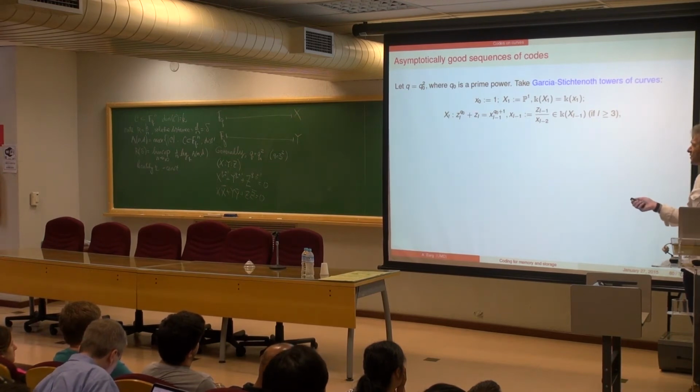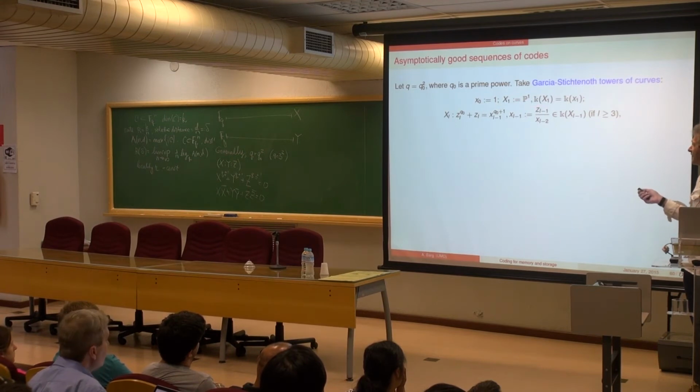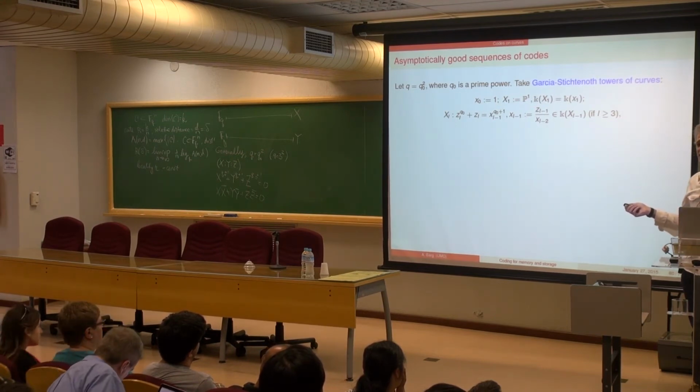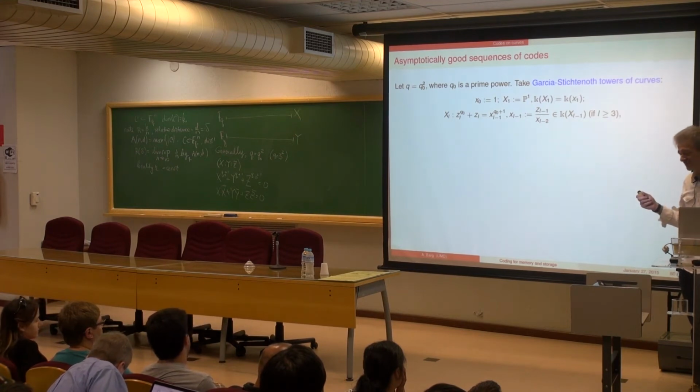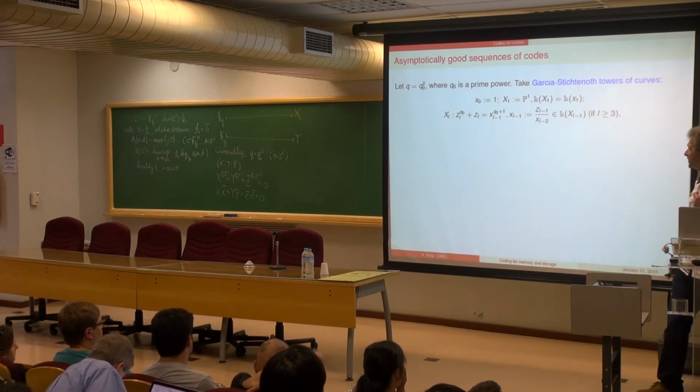Now, these curves are defined recursively. 1, 2, 3, 4, 5, 6, 7, 8. And in every step, we add one more variable. So they are not plane curves. But they have many rational points.